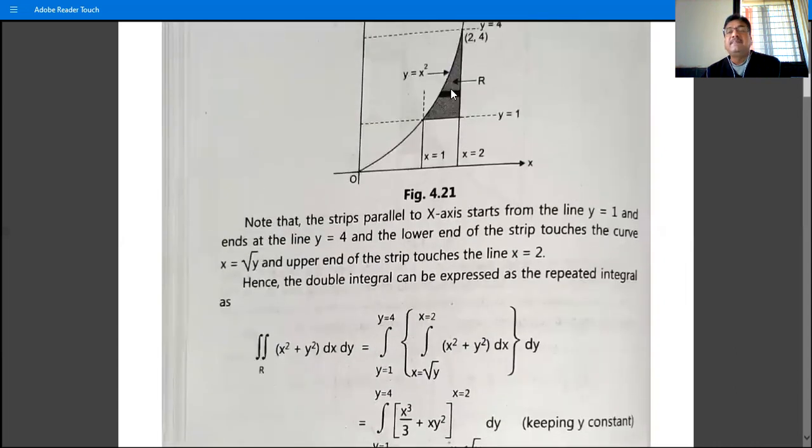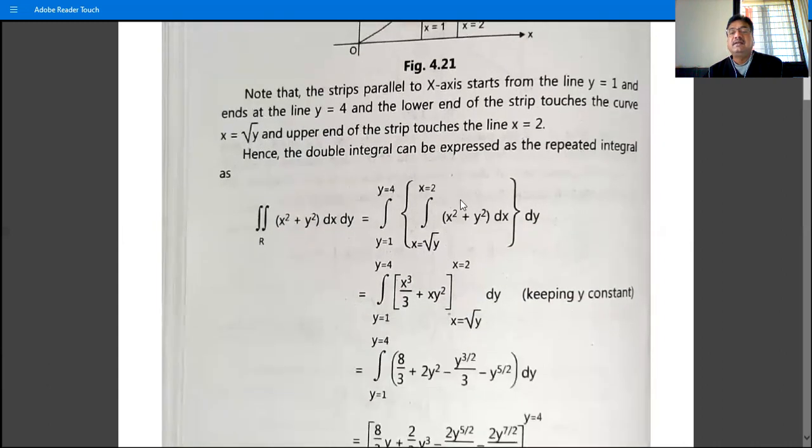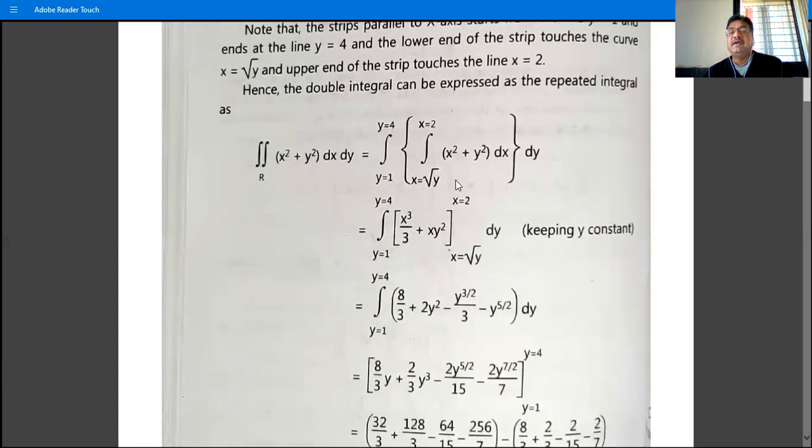And now y. In order to cover this total shaded area, we have to move this strip from this point to this point. At this point, y is 1, and at this point, y is 4. And so the limit of y is 1 to 4. And then integrating with respect to x first. So x is a variable, y is constant.